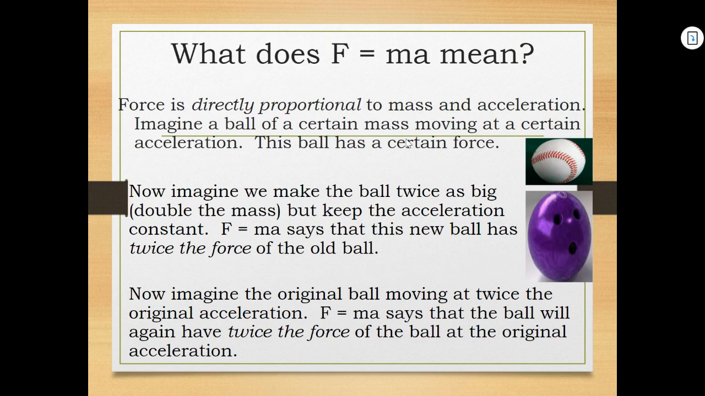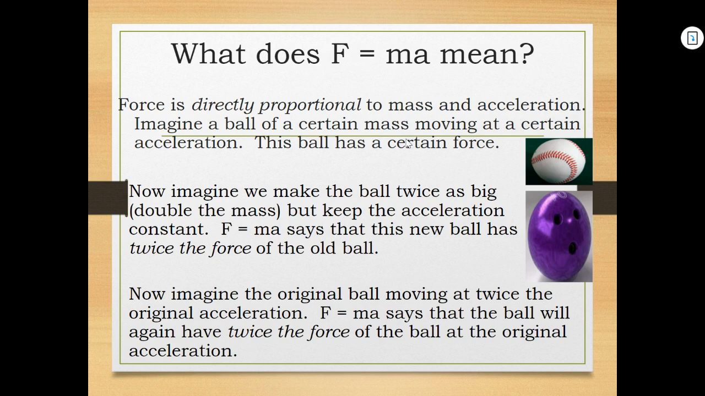All right. So what does F equals m times a mean? So force is directly proportional to the mass and acceleration. Imagine a ball of a certain mass moving at a certain acceleration. This ball has a certain force, right? But now imagine we make the ball twice as big. So that's why I have the image of the baseball and a bowling ball there, right? So now imagine we're going from a baseball to a bowling ball. It's more than doubling the mass, but we'll just say doubling the mass. But it keeps the acceleration constant, right?